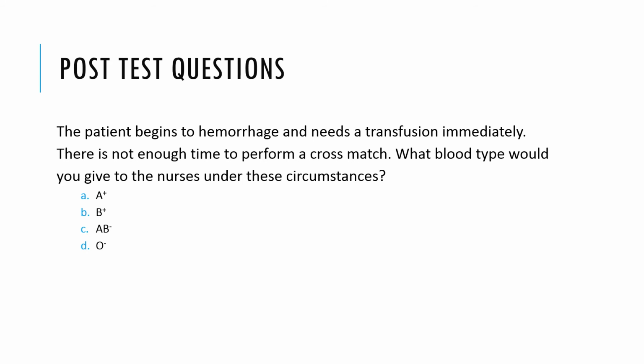The patient begins to hemorrhage and needs a transfusion immediately. There is not enough time to perform a cross-match. What blood type would you give to the nurses under these circumstances? The answer is D. Under all emergent situations, give O-negative blood. O-negative blood lacks all ABO antigens as well as the Rh antigen. An ABO or Rh transfusion reaction arises quickly and often ends in death, so it is much safer to transfuse O-negative blood if the cross-match procedure must be delayed.